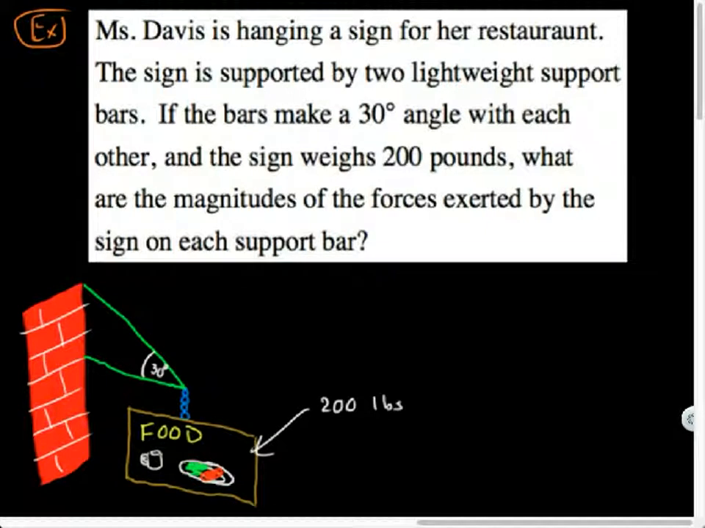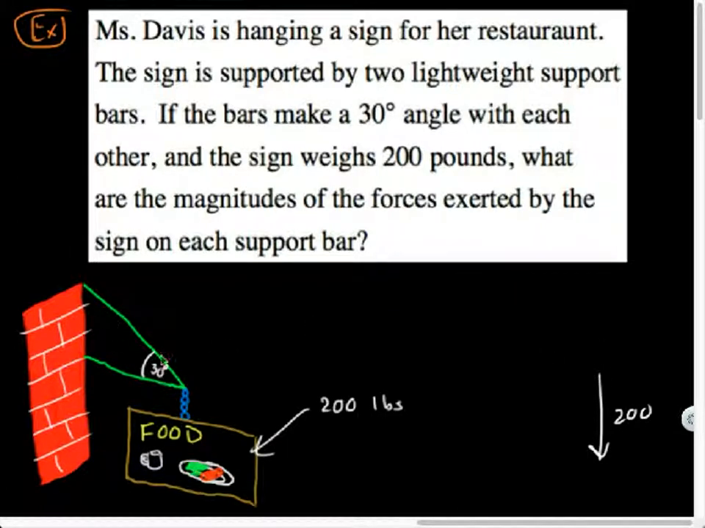So if I want to draw this situation, let's figure out the sign's vector first. What direction is that vector pulling? Down, right? It's pulling down 200 pounds.